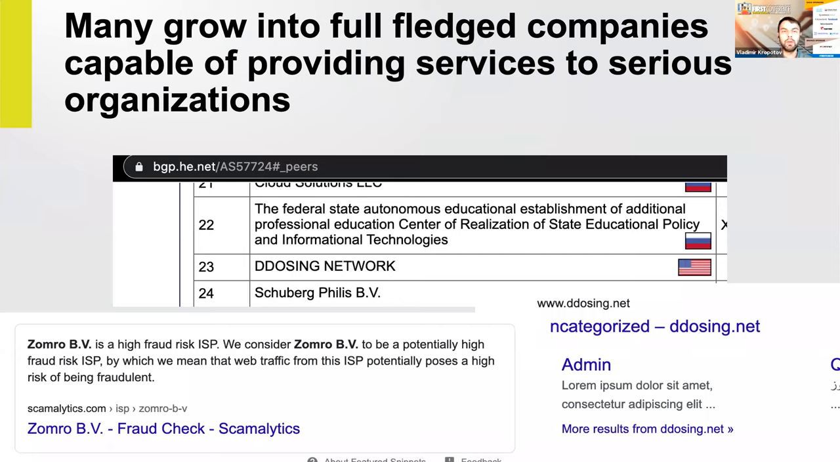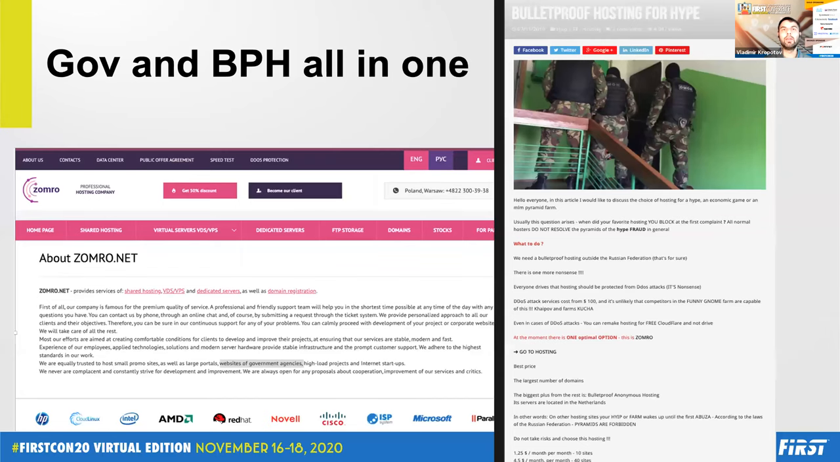And what we figured out when we visited this ISP page, we advertise that we provide services not just for legitimate customers, but we have experience to host websites of government agencies. And at the same time on the forums, we can see advertisement of bulletproof hosting for Hype from the same ISP.